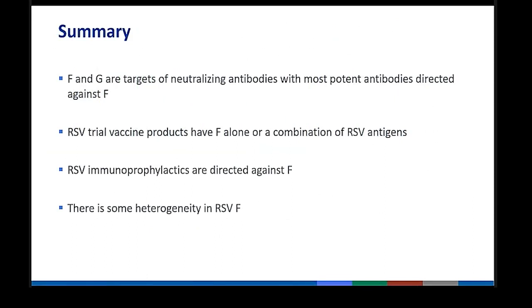So in quick summary about the virus and vaccine products, F and G are on the surface of the virus and are targets for neutralizing antibodies, with the most potent antibodies directed against the F protein. Some RSV trial vaccine products have just the F protein or a combination of F and other RSV antigens. And immunoprophylactics are directed against the F protein. There is some heterogeneity in the RSV F protein, which could affect monoclonal antibody prophylaxis or potentially vaccines. And that is all. Thank you.